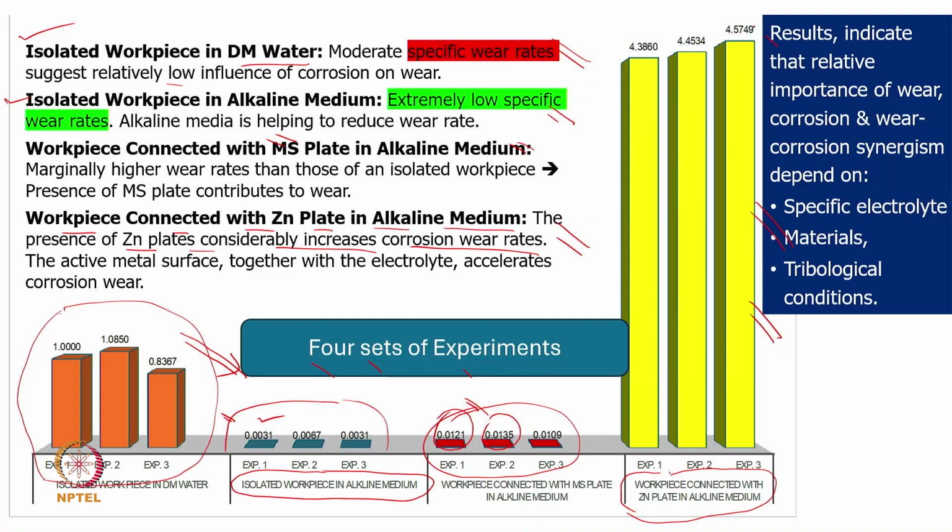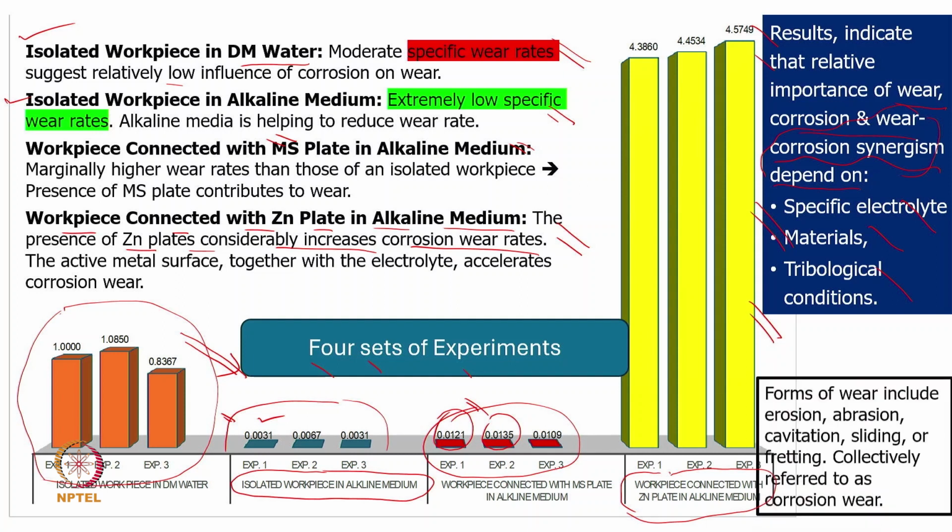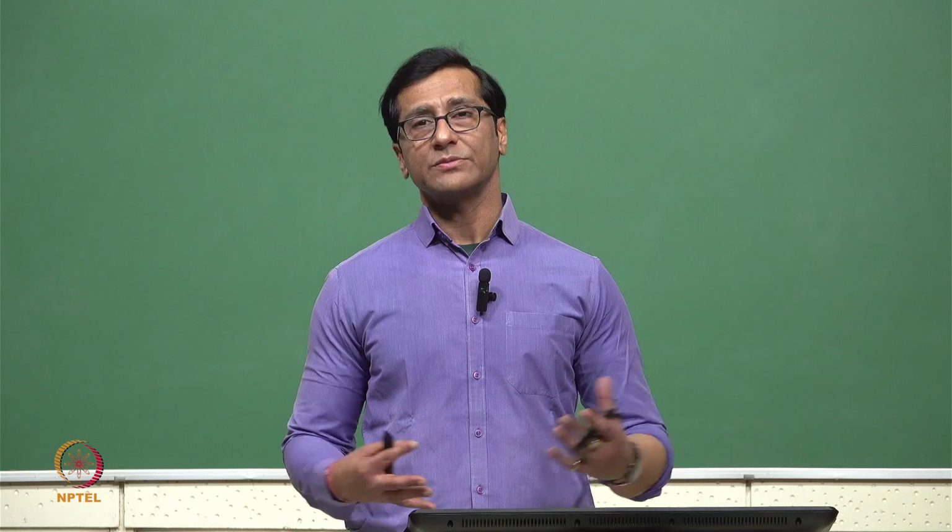Now what we say, the results indicate the relative importance of wear, corrosion, and wear-corrosion synergism. That means there will be wear rate because of the force or relative sliding speed. There will be wear rate because of the corrosion, but there is a possibility of strong synergy between the wear and corrosion. Now it completely depends on the electrolyte, materials and tribological conditions. So this is where we have many parameters. Tribology itself has many parameters.